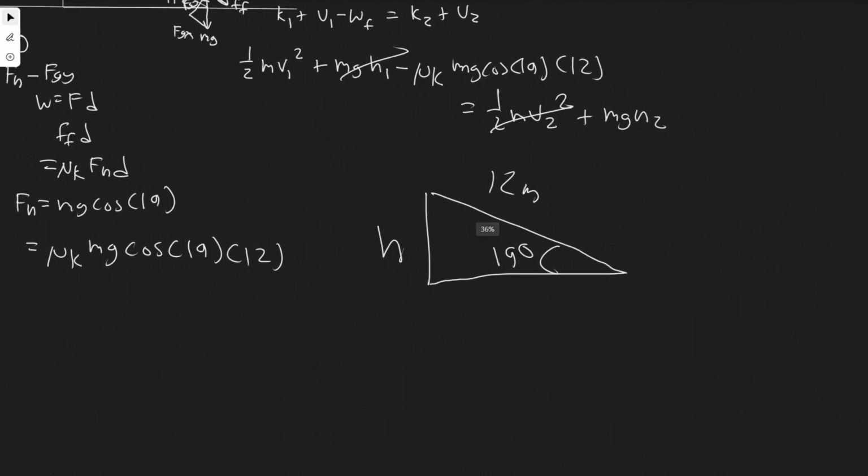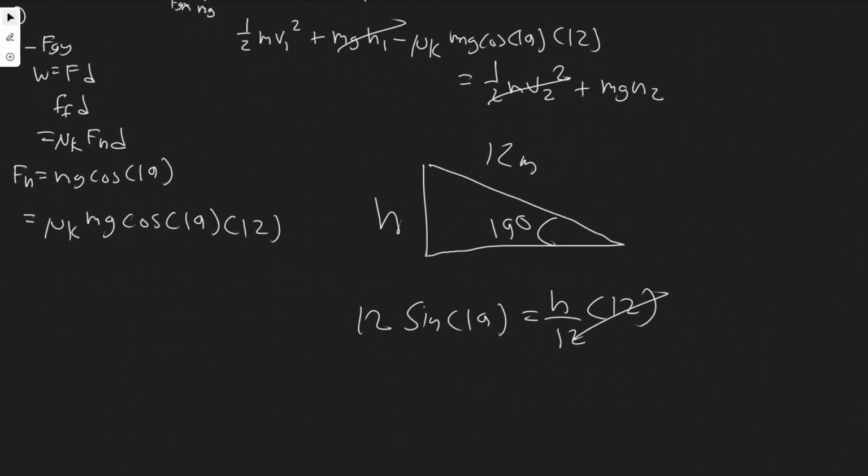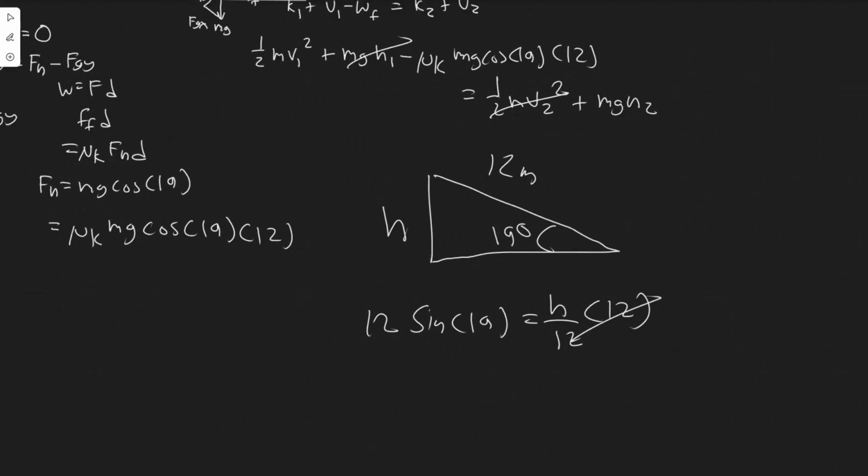So notice that it's equal to the opposite, or we could use sine to solve for this. So the sine of an angle, in this case 19, is opposite over hypotenuse, h over 12. And then you would multiply by 12, solving for your h. And then I'm just going to solve this out. So 12 sine of 19 is 3.9. Yeah, 3.907. So now we have h, and we have every variable to solve for mu sub k.